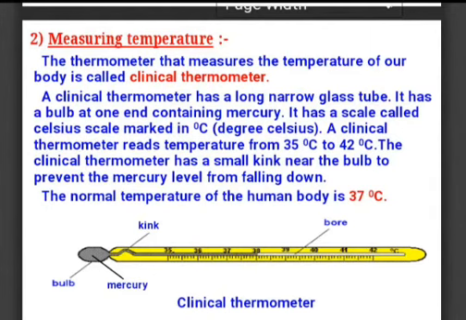The normal temperature of the human body is 37 degrees Celsius. If in the examination the question comes, what is the normal temperature of the human body, your answer will be 37 degrees Celsius. And if the question comes, what is the range of the clinical thermometer, then your answer will be from 35 degrees Celsius to 42 degrees Celsius.